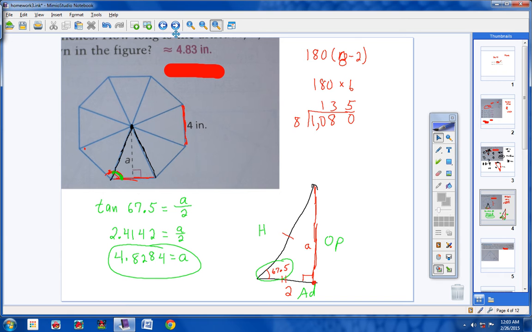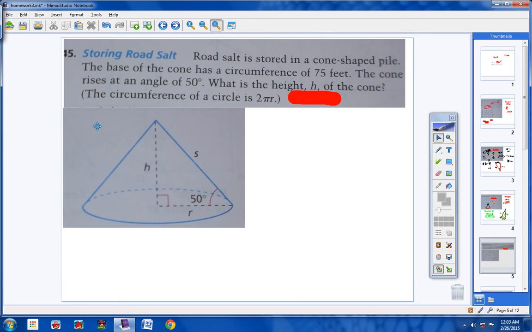Another good thinking problem. All right, okay, moving on to 45. Road salt is stored in a cone-shaped pile. The base of the cone has a circumference of 75 feet. Now please listen to me carefully and I will explain that. That means the distance around this circle. Circumference means the distance around the circle is 75 feet. The cone rises at an angle of 50 degrees, so this angle right here is 50 degrees. What is the height h of the cone?